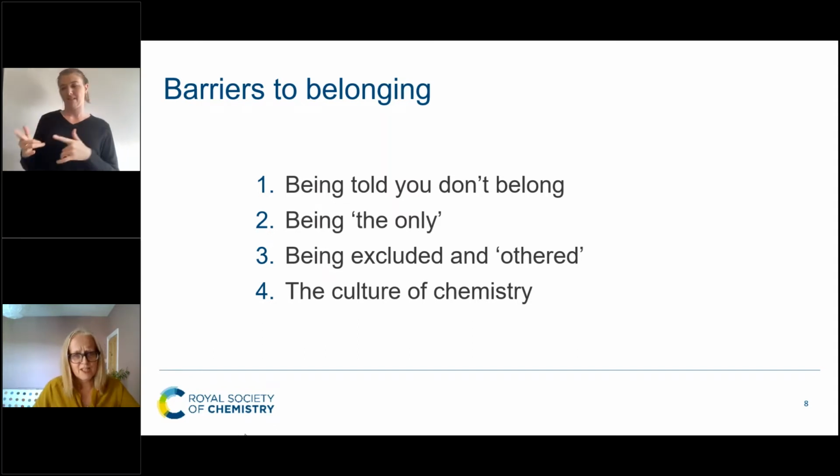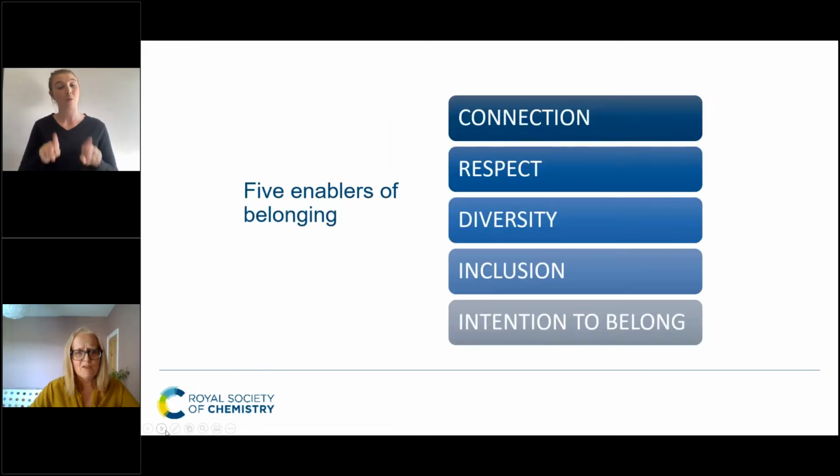But I also want to share with you on the next slide a more constructive approach, which is to say, well, okay, if that's the situation, what is it that really helps people feel they belong? Because there are a lot of people who we spoke to who did feel that they absolutely belonged in the chemical sciences, some or all of the time. So what was going on for them?